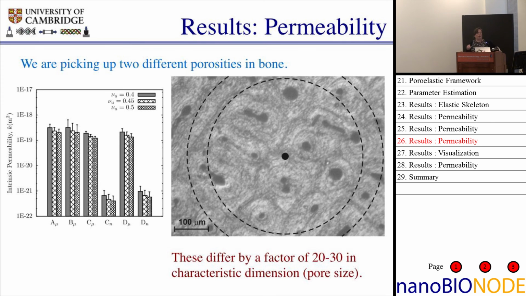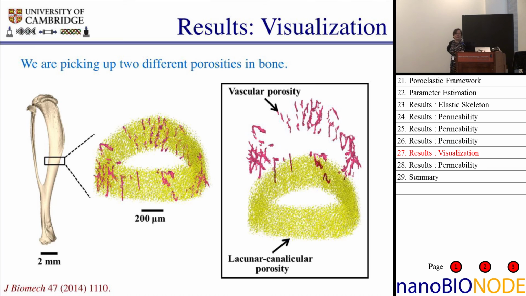We recently did some more visualization of this two-scale porosity just to get a better picture of it compared to my relatively crude cross-section, but you can see the same thing. So the smaller porosity shown there in the yellow is called the lacunar-canalicular porosity, and that's really the material porosity, whereas the larger scale porosity, that's the vascular porosity, that's where the blood flow can happen.